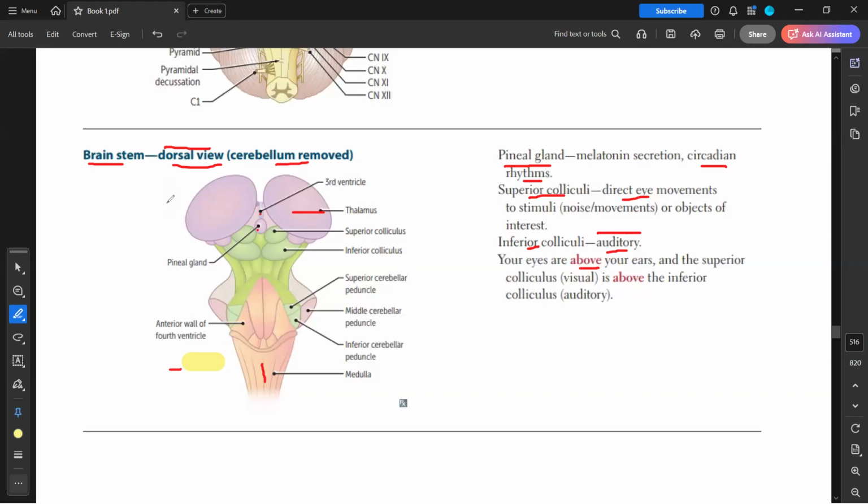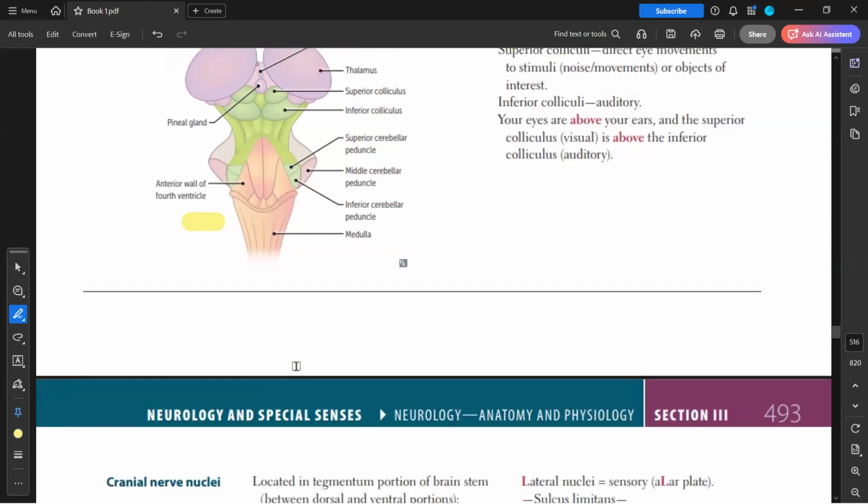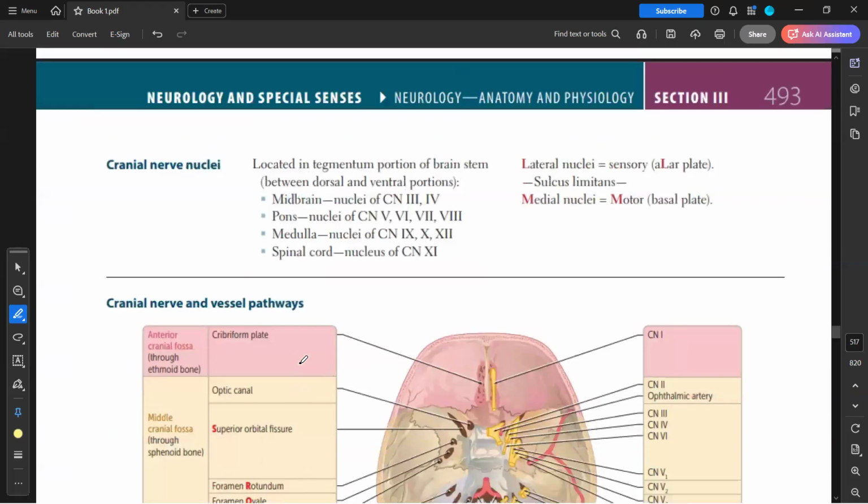Now let's move on to our next topic, which is cranial nerve nuclei. If you pay some attention here, you will see that cranial nerve nuclei are located in the tegmentum portion of the brainstem, between the dorsal and ventral portions. We just went through the dorsal view and the ventral view. So, back to cranial nerve nuclei.